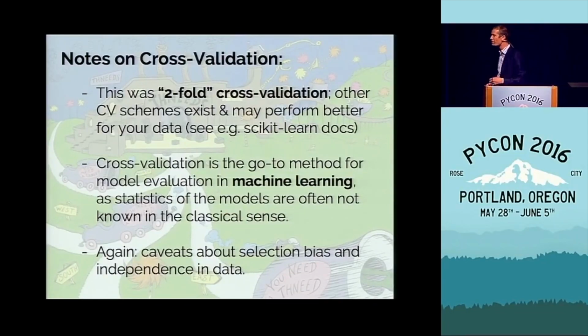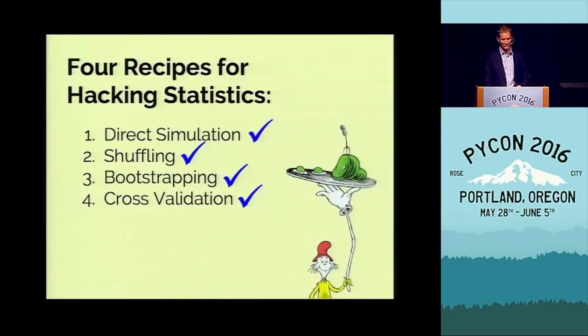I mentioned this before, but cross-validation is really the go-to method for machine learning. And this is because often in machine learning, we're working with models where you can't really do the analytic statistical distribution of the results. It's not like fitting a line to data where you can write down the sampling distribution. If you're doing something like a random forest or a neural net, it's not something that you can compute analytically very easily. And then again, I want to put in the caveats about selection bias and data independence and things like this.